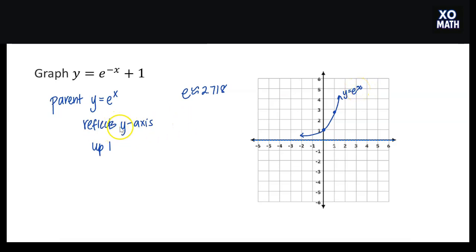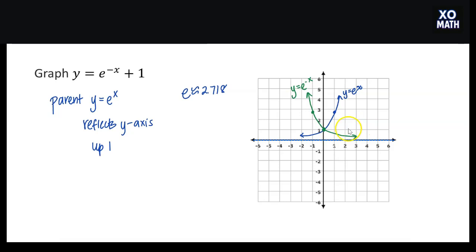Now if this is going to reflect over the y-axis, the y-axis is like a mirror image. So we're going to have this flip here where 0, 1 is still going to be on the graph, but now I'm going to have this point over here at -1, e, and I'm going to switch to a decreasing function for the graph of e to the -x. So this is the graph that takes into account the reflection.